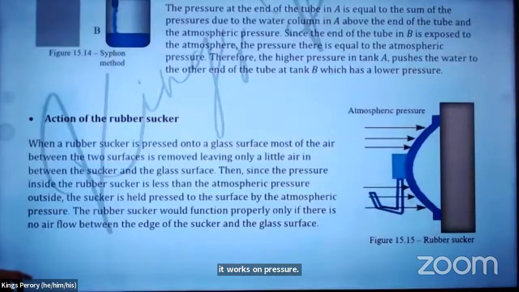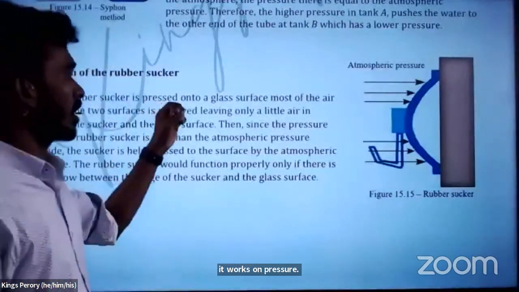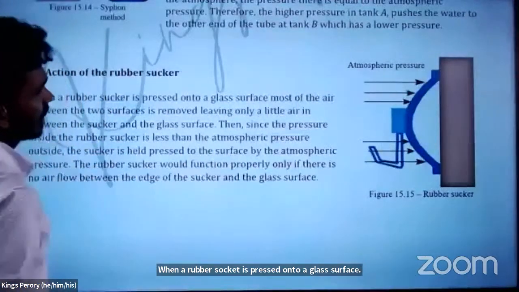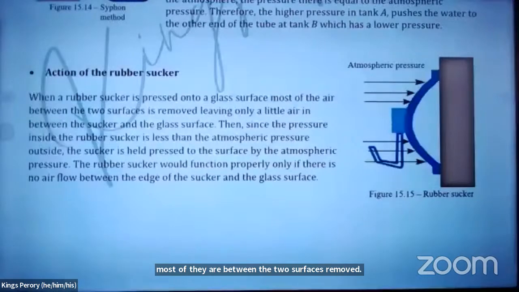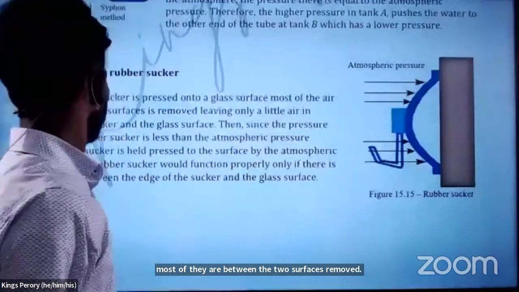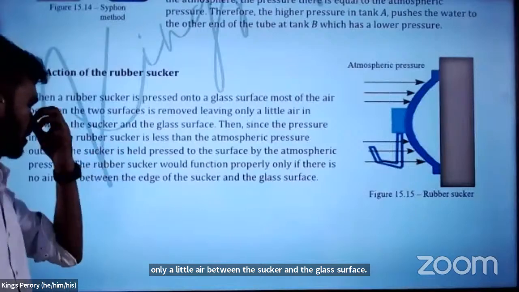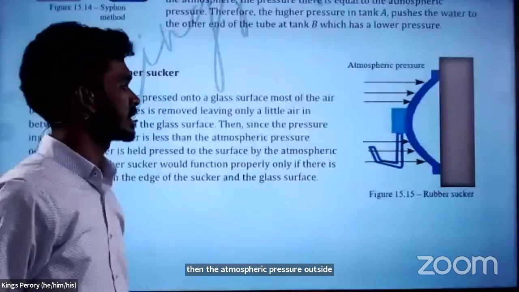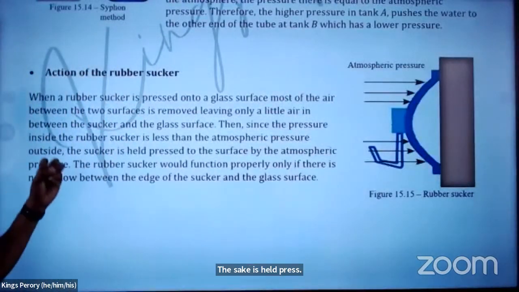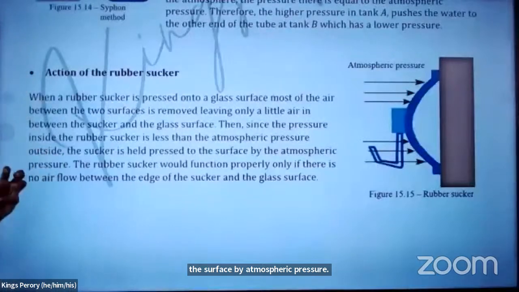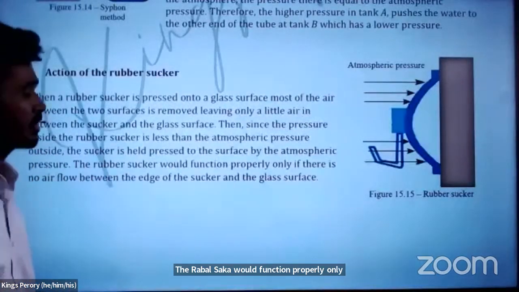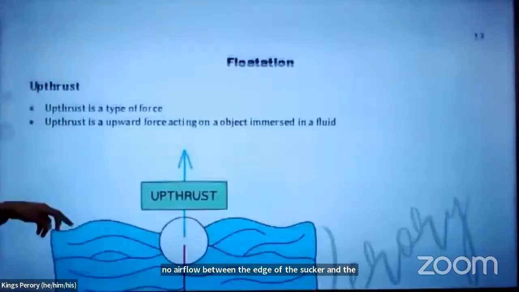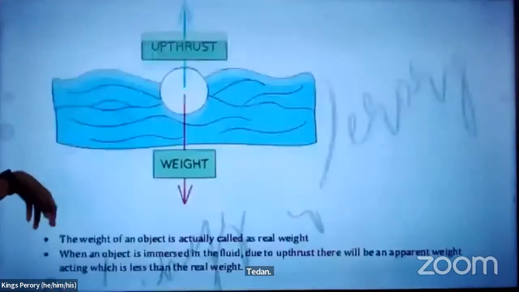Action of the rubber sucker. When a rubber sucker is pressed onto a glass surface, most of the air between the two surfaces is removed, leaving only a little air between the sucker and the glass surface. Then, since the pressure inside the rubber sucker is less than the atmospheric pressure outside, the sucker is held pressed to the surface by atmospheric pressure. The rubber sucker would function properly only if there is no airflow between the edge of the sucker and the glass surface. Applications of atmospheric pressure is done.